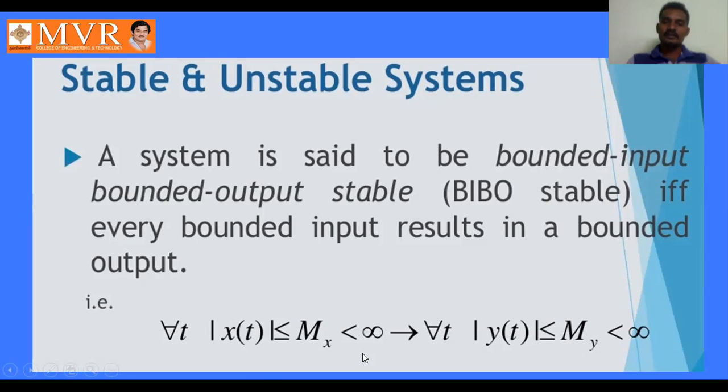So here some boundaries are there. mx lies between mod x of t and infinity. Similarly, my lies between mod y of t and infinity. It means that the input and output have some boundaries or limits. Only then can you say that a system is a stable system.